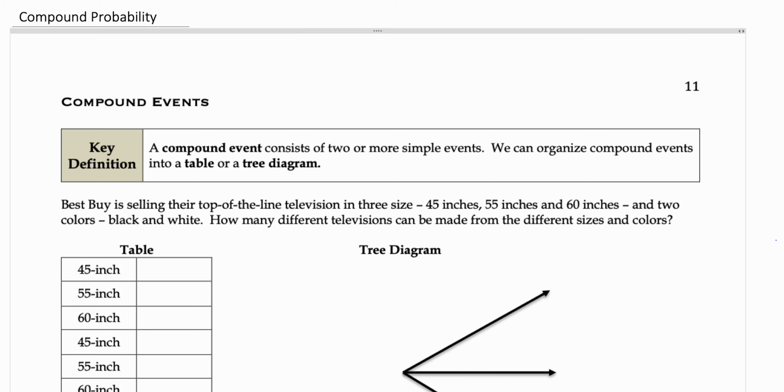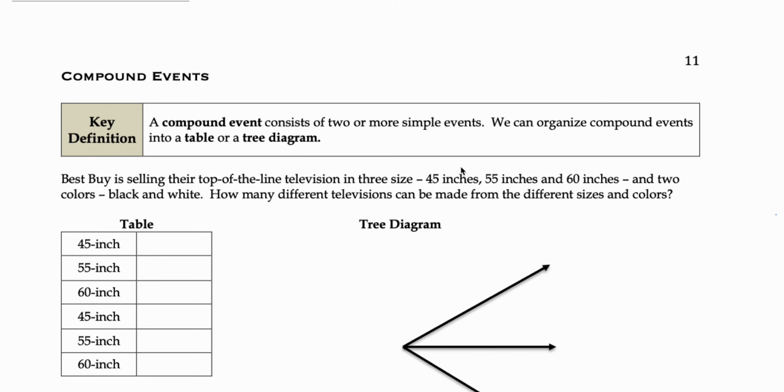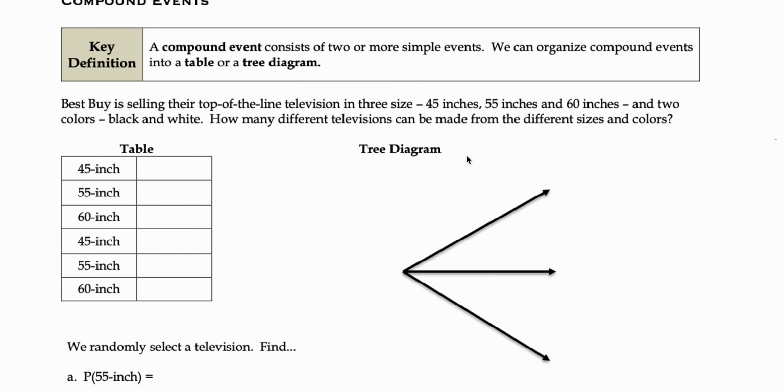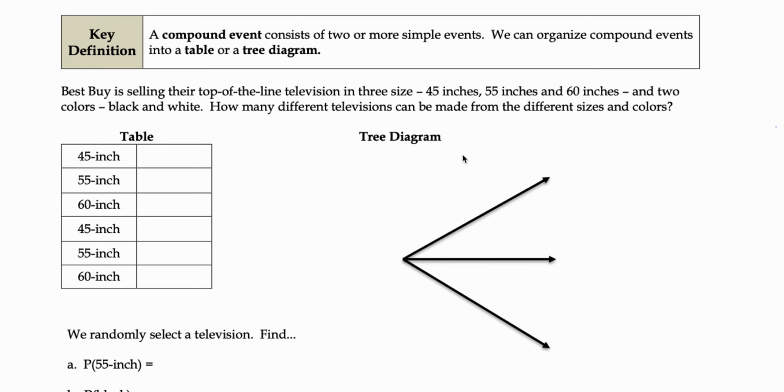So in order to start that conversation, we have a really basic example here. Best Buy is selling their top-of-the-line television in three sizes, 45 inches, 55 inches, and 60 inches, and two colors, black and white. How many different televisions can be made from the different sizes and colors? The two main organizational structures that we want to look at are a table and a tree diagram.